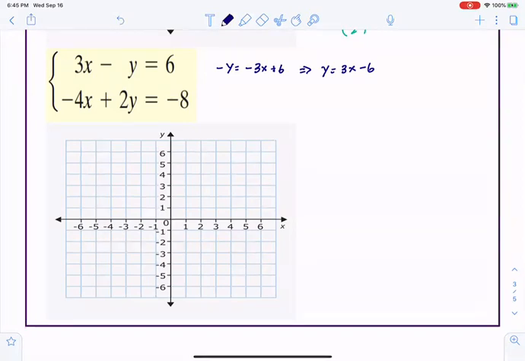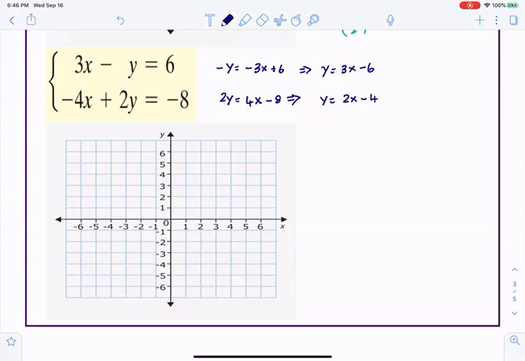We have to move the -4x to the other side in the second equation. If -4x moves to the other side, it becomes +4x. And we have -8. We need y by itself on the left-hand side, so we have to divide by 2 on both sides. 2y divided by 2 is simply y. 4x divided by 2 is 2x. -8 divided by 2 is -4.